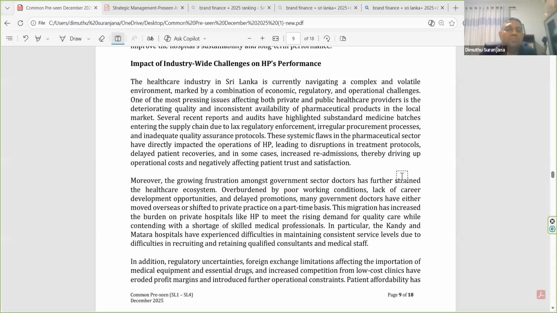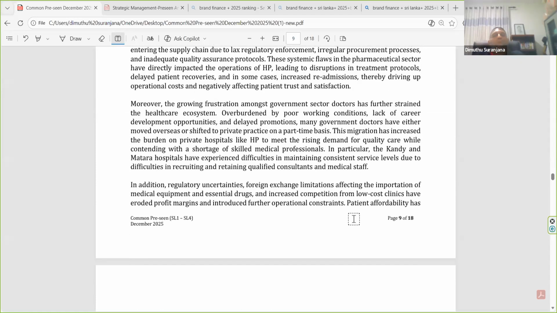For example, when you have given inferior medicine to patients, it takes delayed recoveries, and then later again they are re-admitted to the hospital. Right? First problem, the patient is not trusting. Right? Moreover, the growing frustrations among government sector doctors has further strained the healthcare ecosystem, overburdened by poor working conditions. Right? See this, the growing frustrations among government sector doctors.